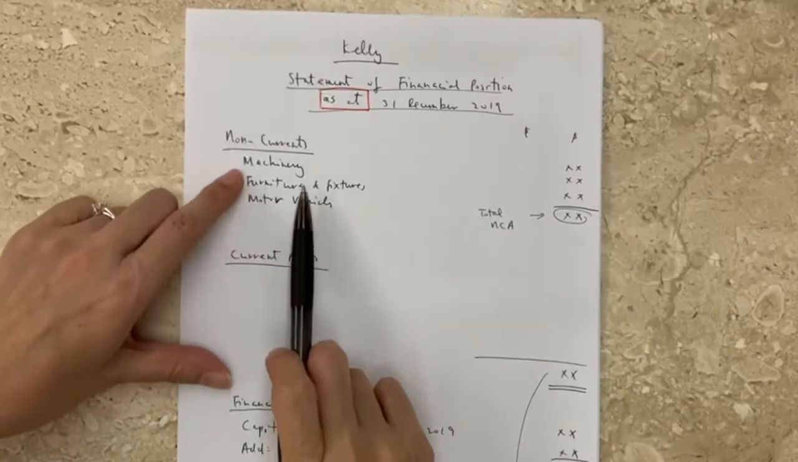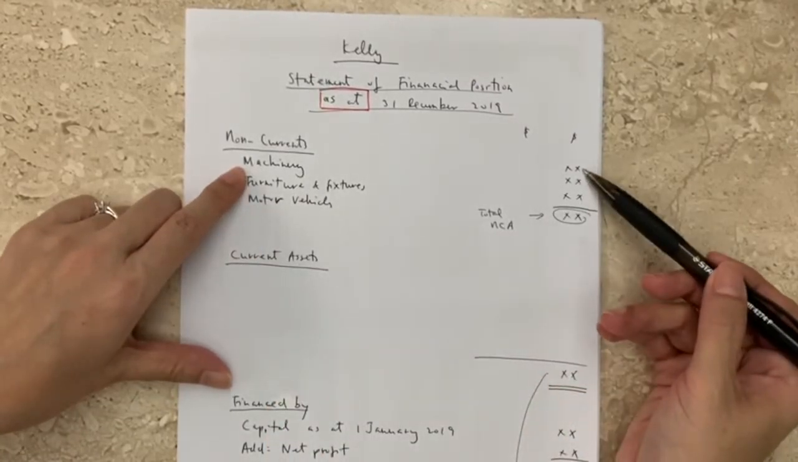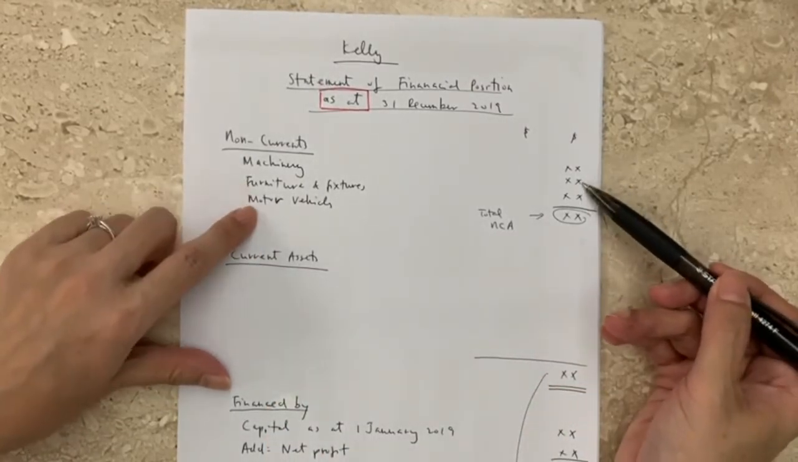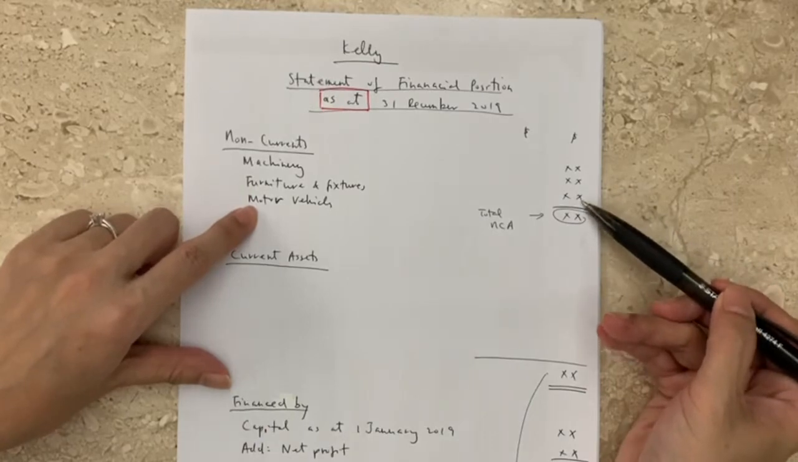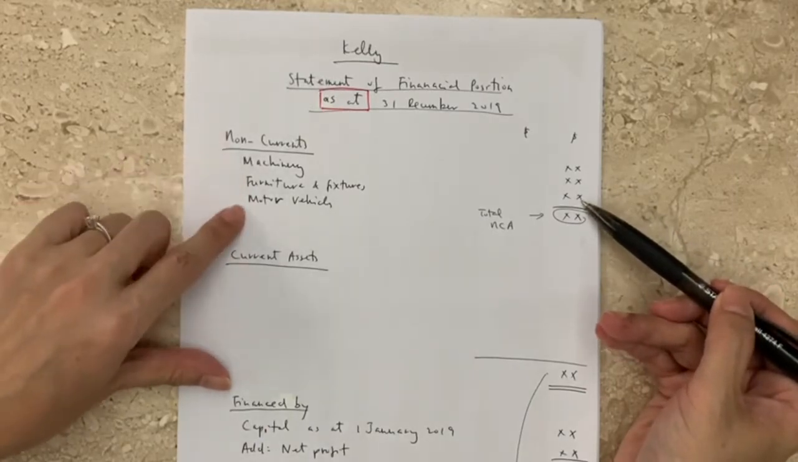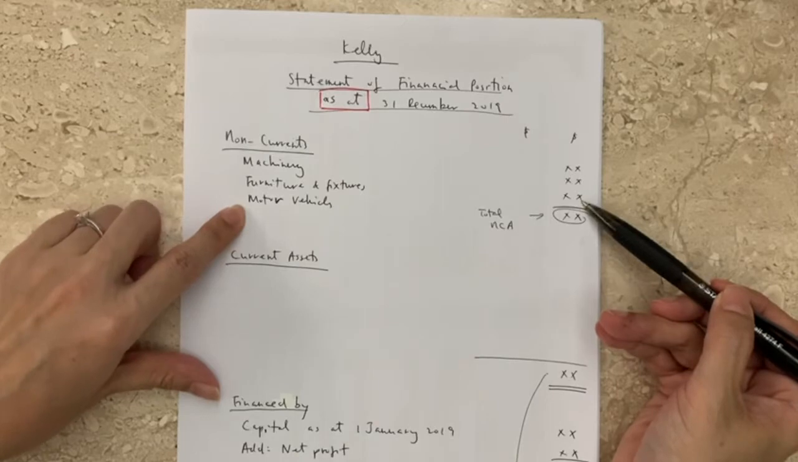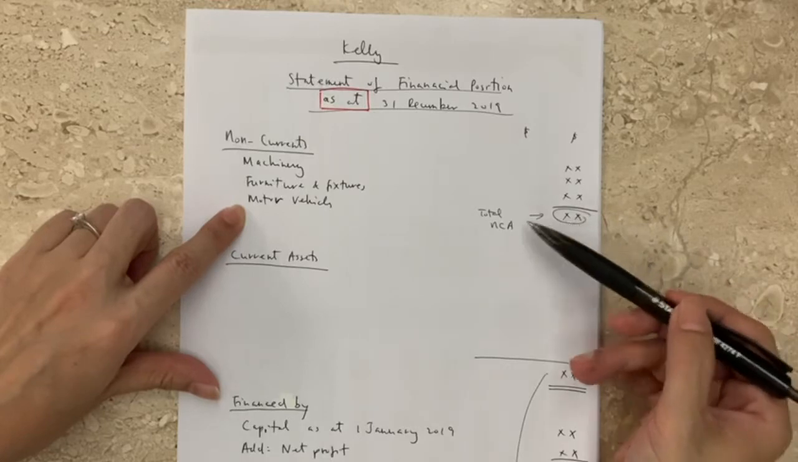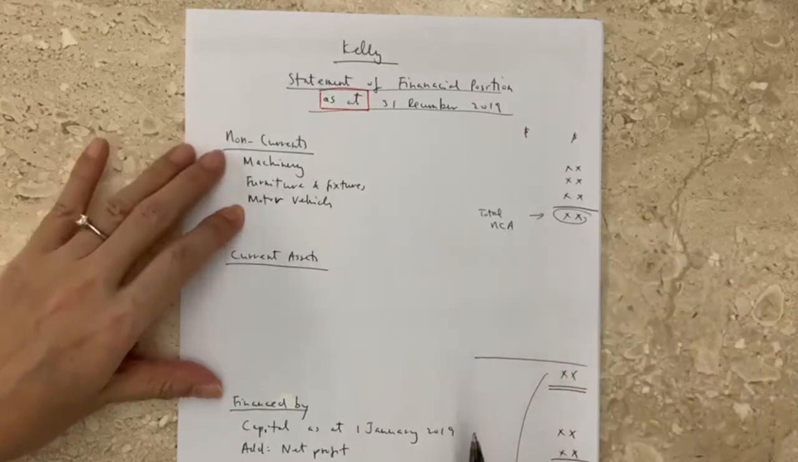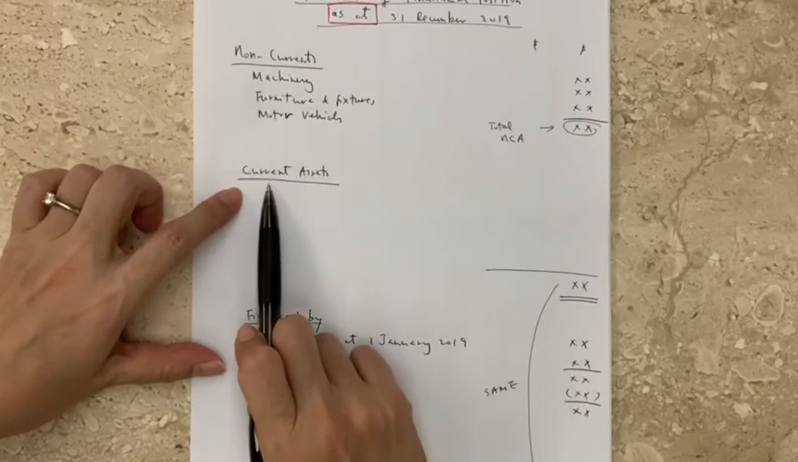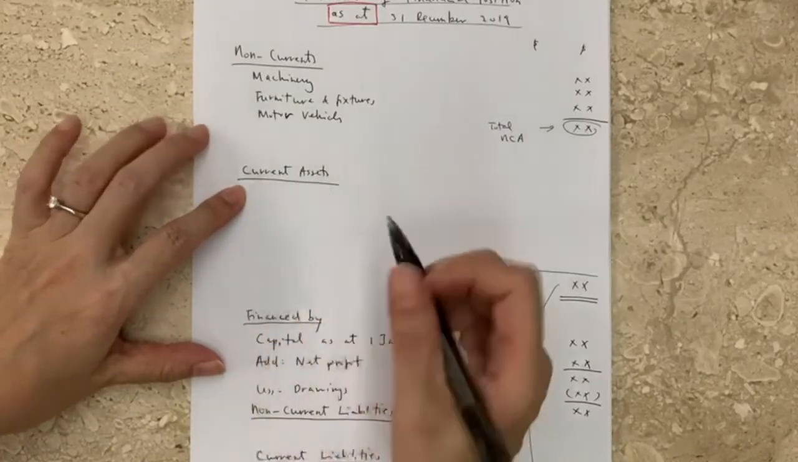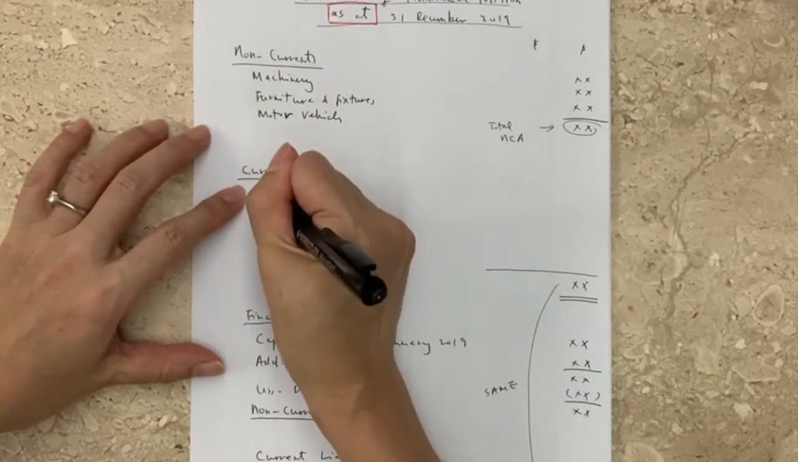Okay, for example, let's say we have machinery. This is the figure for machinery, furniture and fixtures, and motor vehicles. These are examples of non-current assets. They are durable, and they will be used in the business for more than a year and not for the purpose of reselling. So this is the figure for total non-current assets.